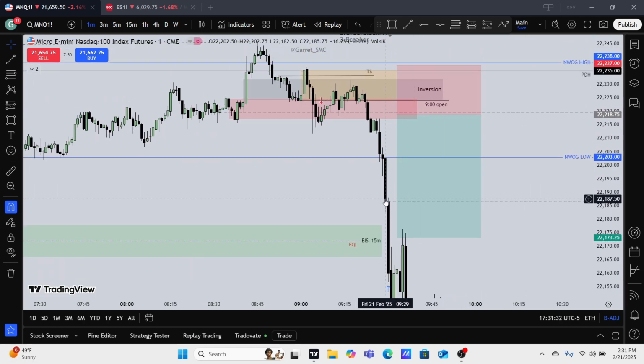And we can see here this candle was the 9:30 open, and that is actually the candle that drove us lower and hit my take profit.